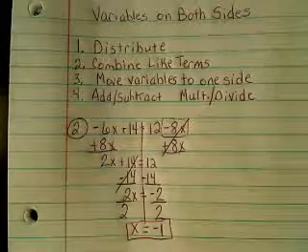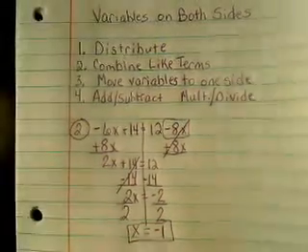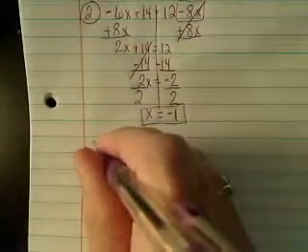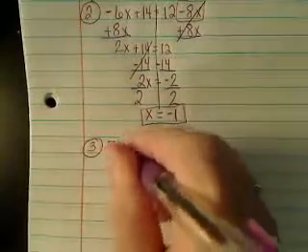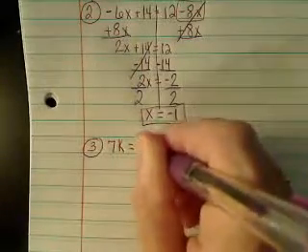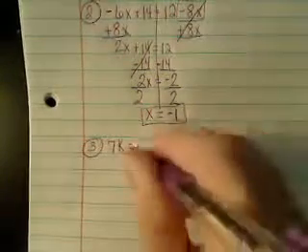All right, let's do problem 3 together now. Okay, problem 3 has 7k on the left-hand side and 3k minus 36.